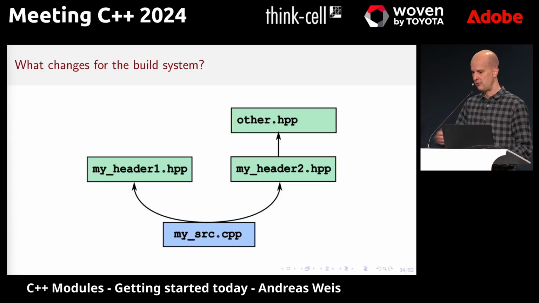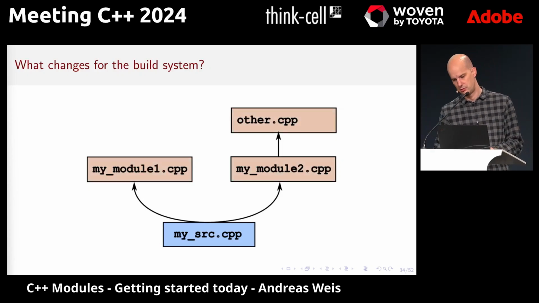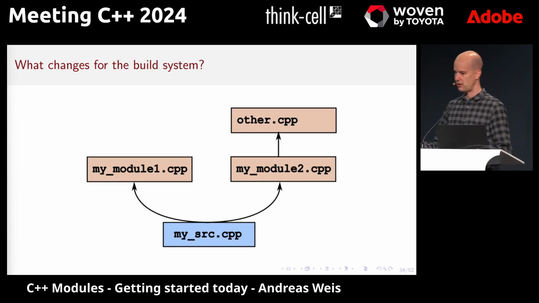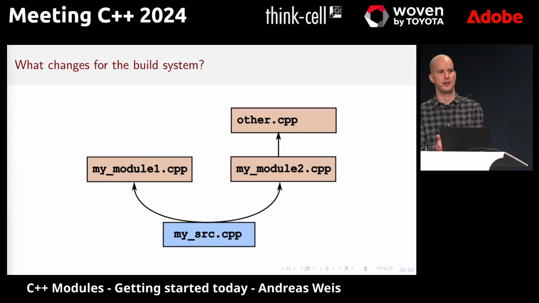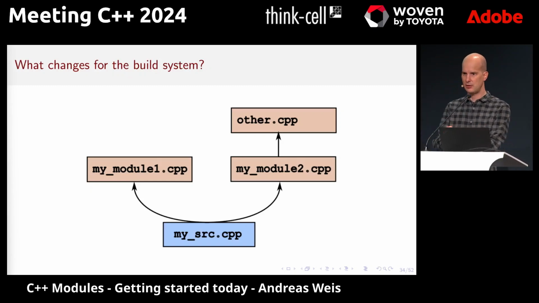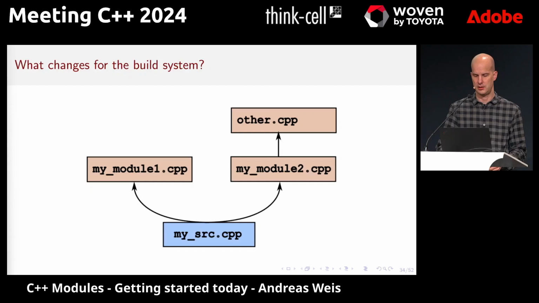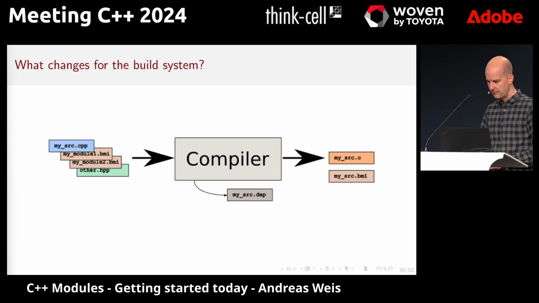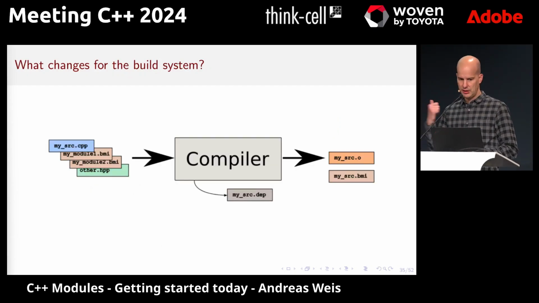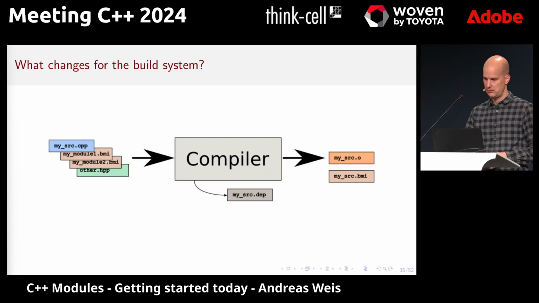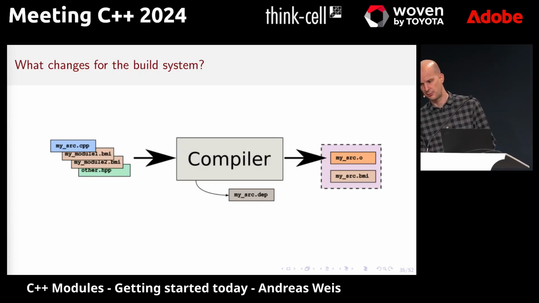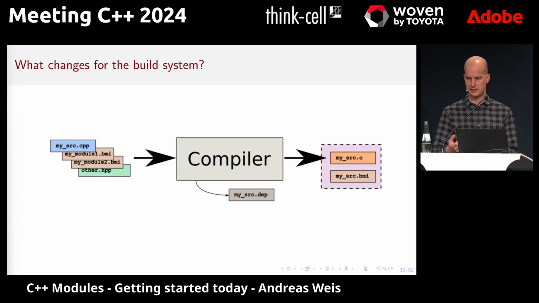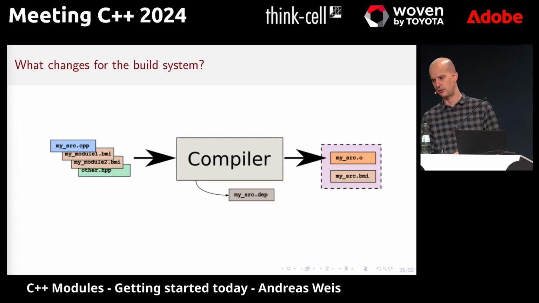So what changes now for the build system if we move from a header world to a modules world? The most obvious change is that now my dependencies are not just header files, they're also source files, which means these are also files that need to get compiled on their own. So if we look at the compiler now, what changed is that the output produced here by the compiler is next to the object file that gets passed onto the linker.